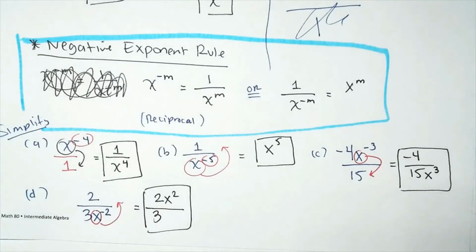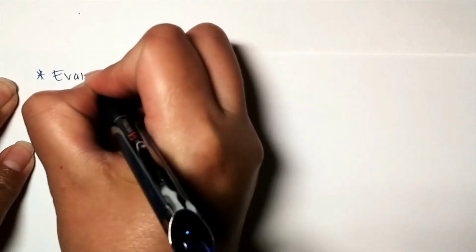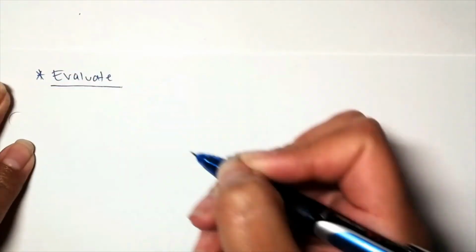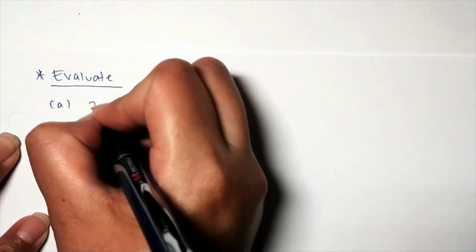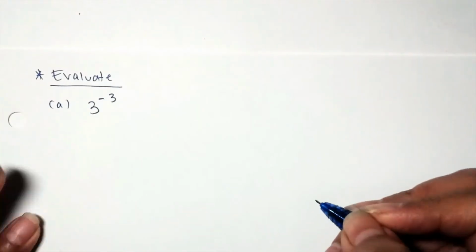Alright, let's switch up the direction slightly. We're going to put evaluate. And these I will want you to answer by hand. That would be nice. Problem A is 3 to the negative 3rd power.